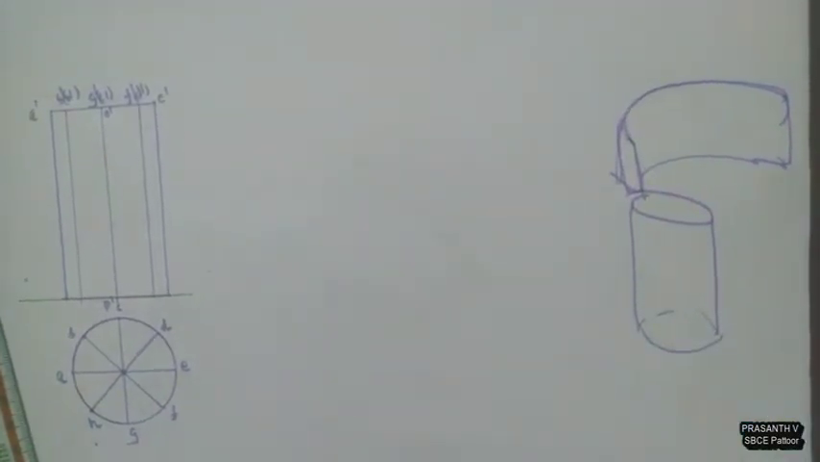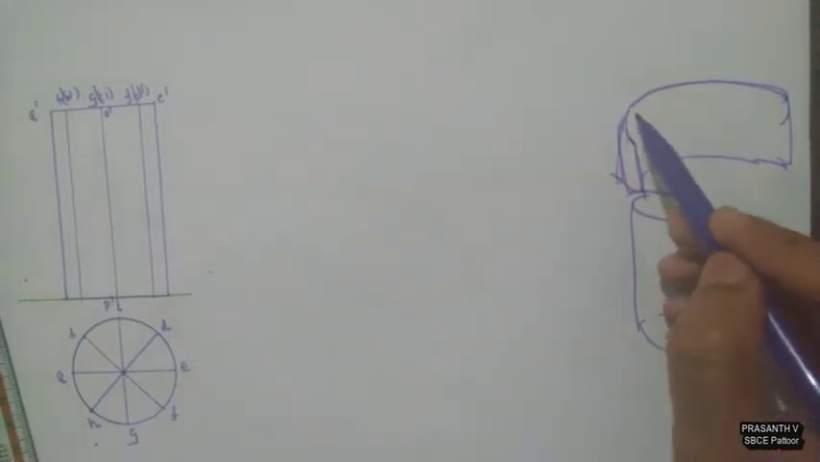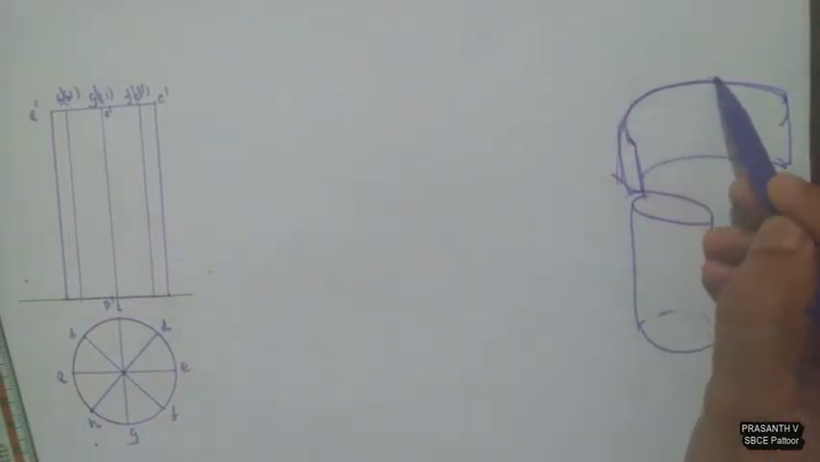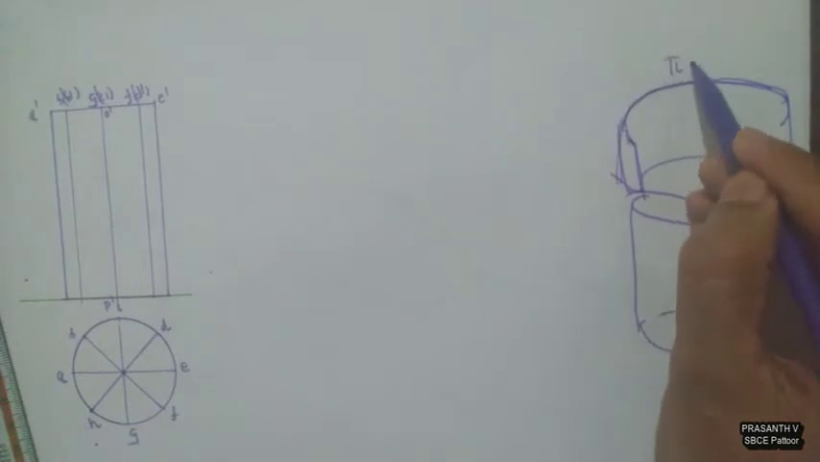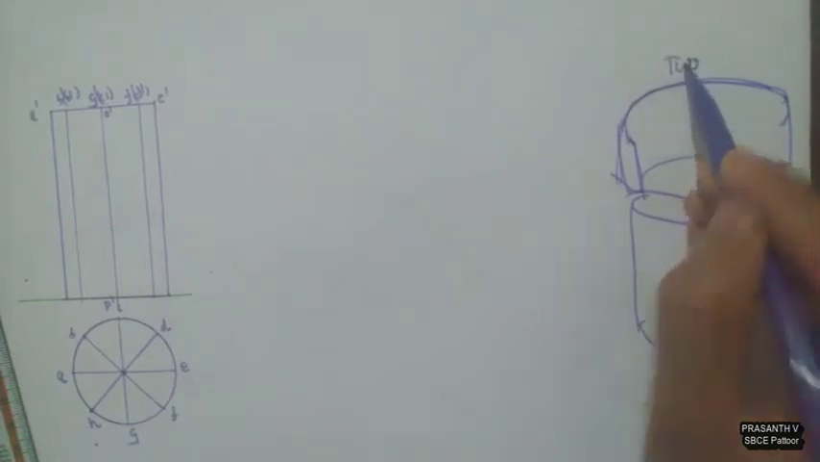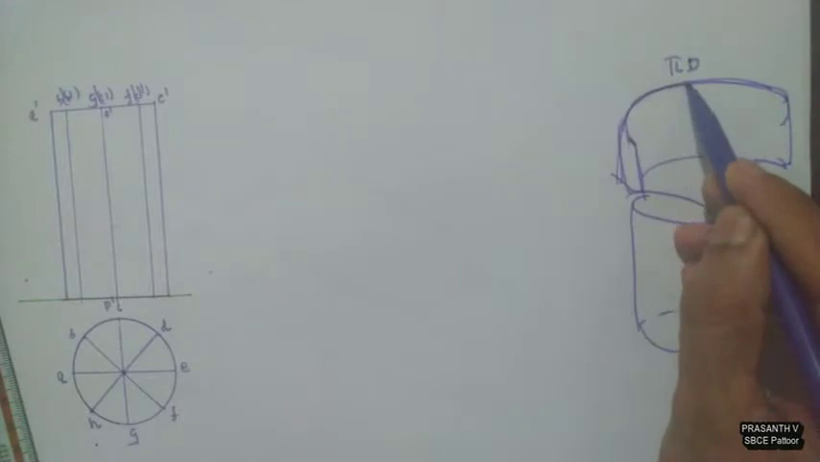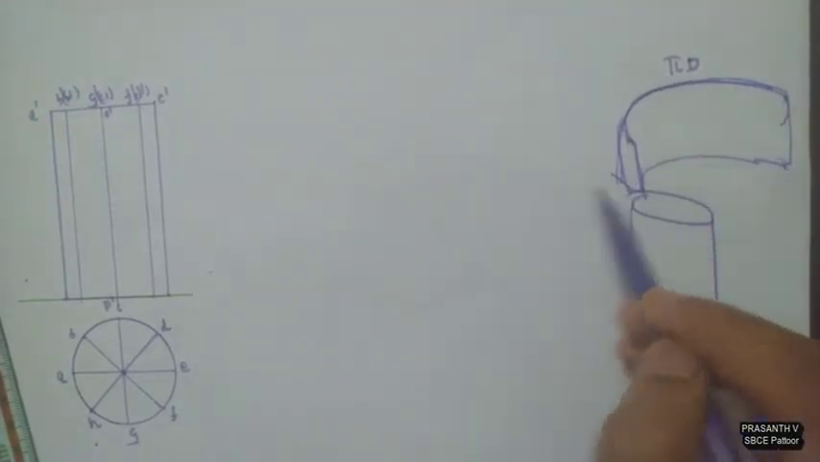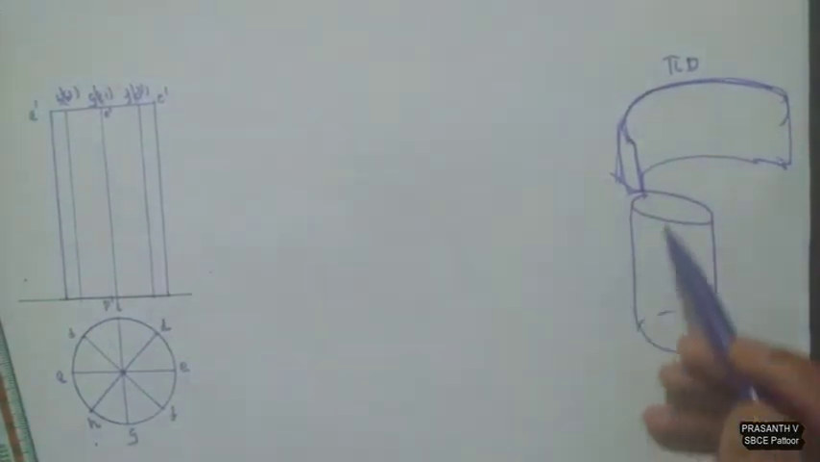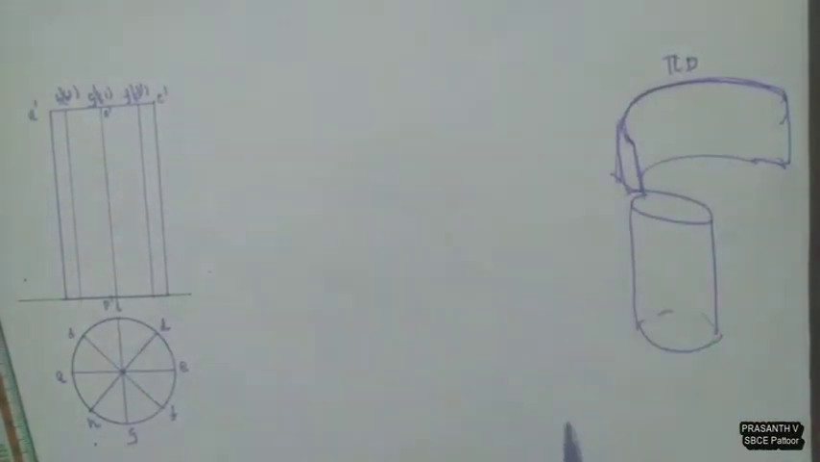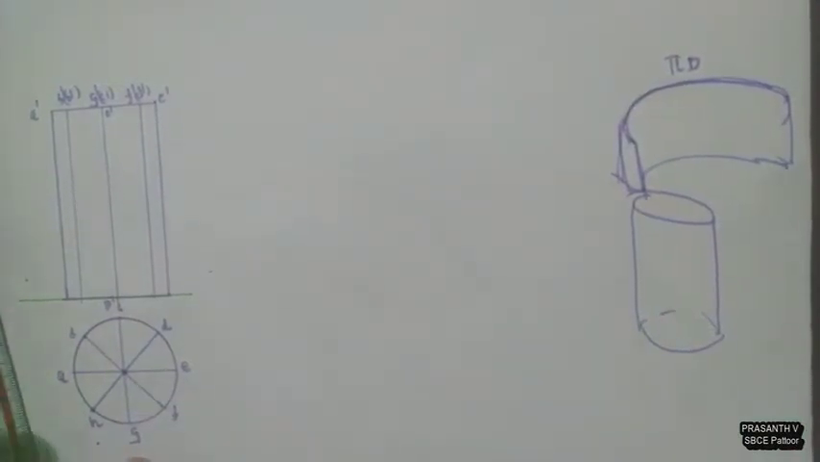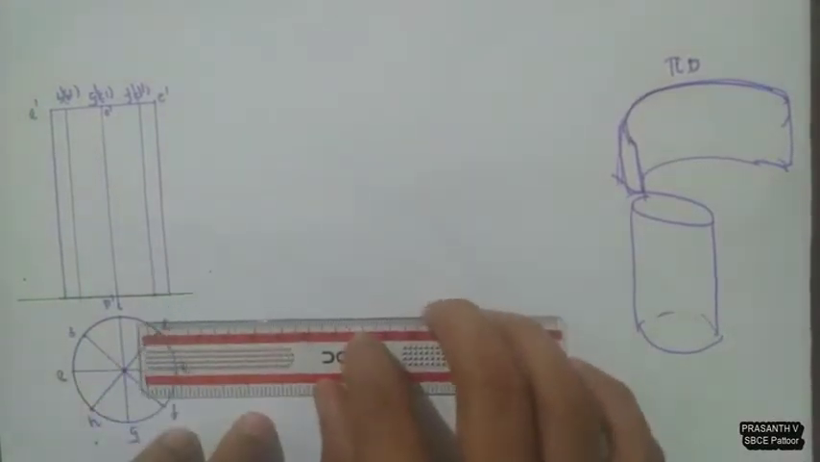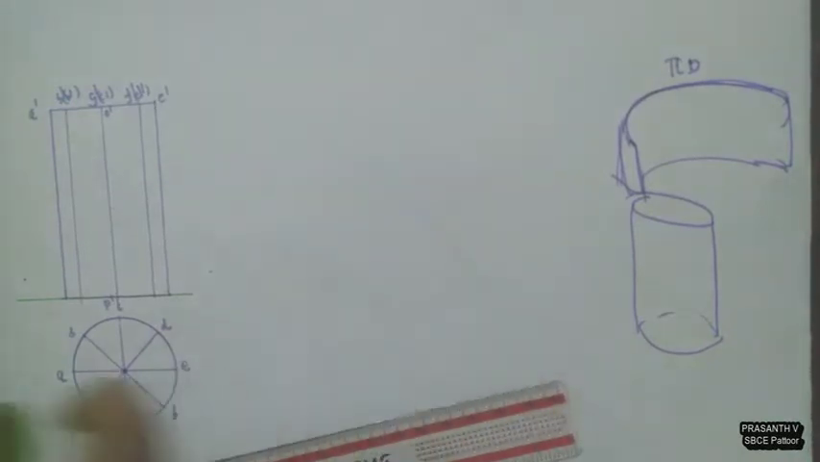So the length of the rectangle will be pi d, the circumference or perimeter of the circle. The height, or width, will be the height of the cylinder. This will be the development of the cylinder. For a cylinder of radius 20 mm, pi d or 2 pi r is 125.6.